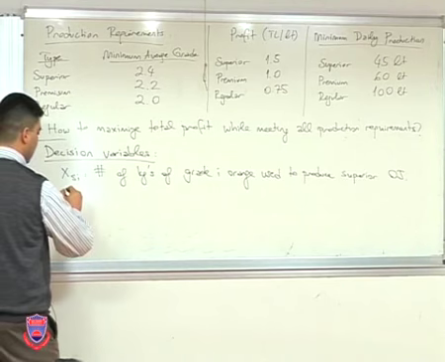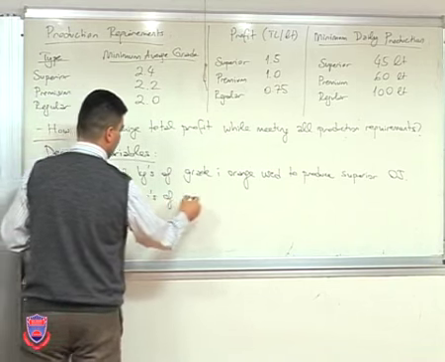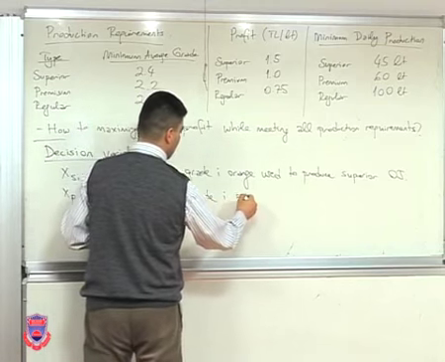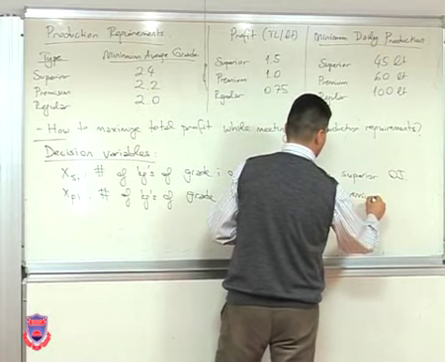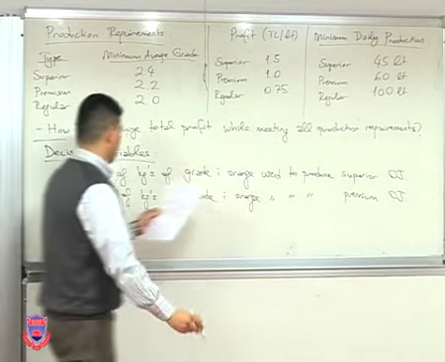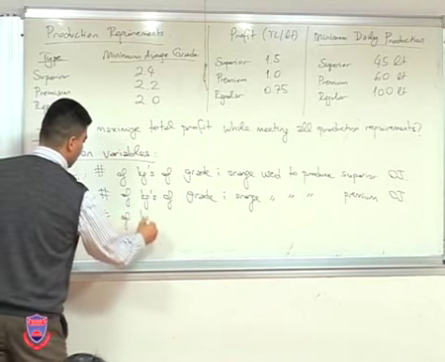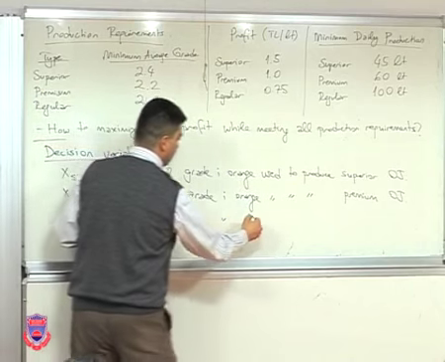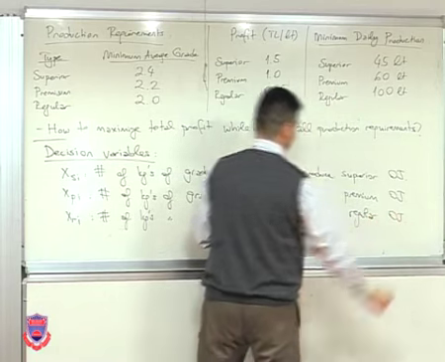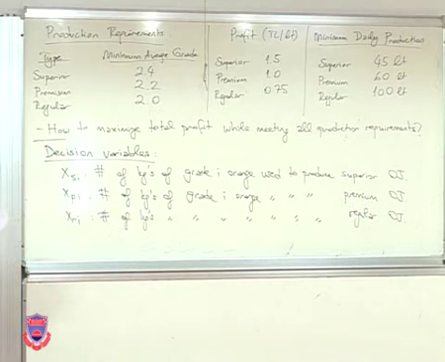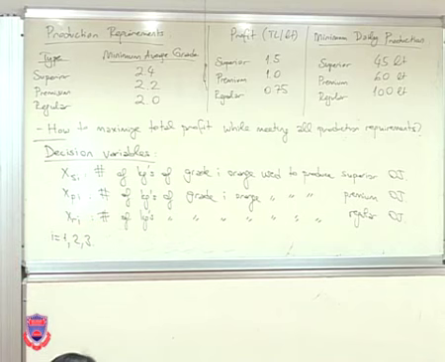Then I'm going to define x_Pi in a similar way. So this is the number of kilograms of grade i orange used to produce, this time, premium orange juice. And finally, I'm going to define x_Ri to be the number of kilograms of grade i orange used to produce regular orange juice. Once again, i can take the values of 1, 2, and 3.